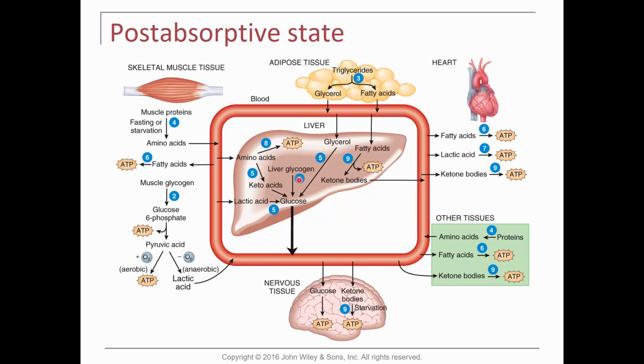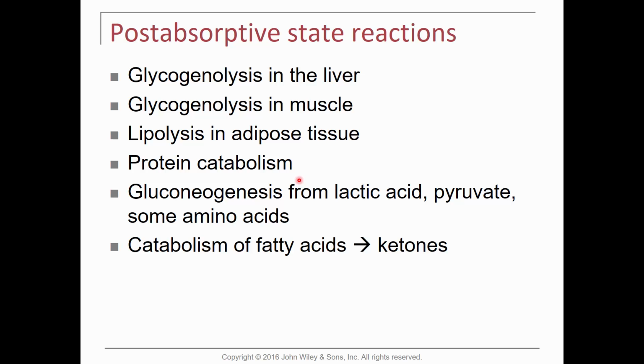So notice we have a lot of breakdown going on. So breakdown reactions or catabolic reactions are the predominant kind of metabolism going on here. So we've looked at this picture as a whole. Let's break down each part so that you can see the words, and then we'll come back together and look at that picture again. So what kind of reactions are happening in the post-absorptive state?